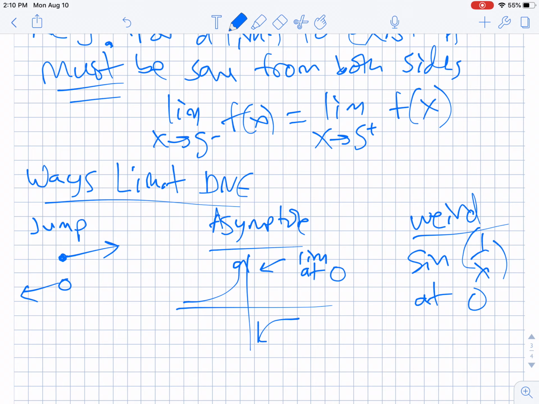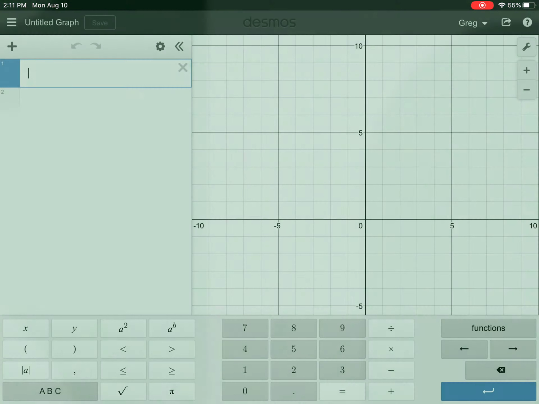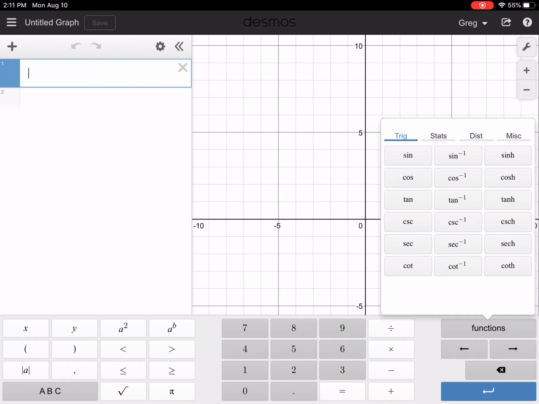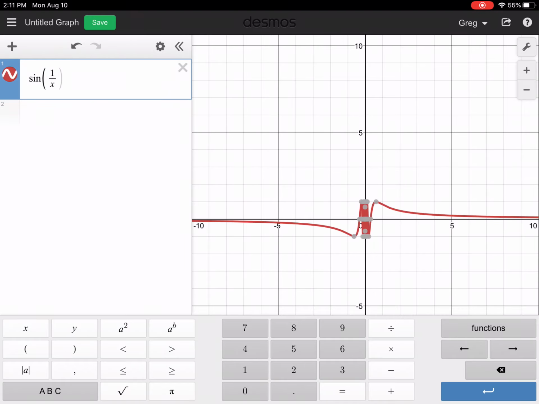And this isn't something that's going to come up too often, but let me just show you a graph of what it looks like, because I think it's pretty sick. Okay, so we're going to go to Desmos, and I'm going to graph this function for you, and I think you'll see something pretty awesome happens. So let's put in a trig function, sine of 1 divided by x. Okay, so this is what the graph looks like, and we're asking what happens at 0?